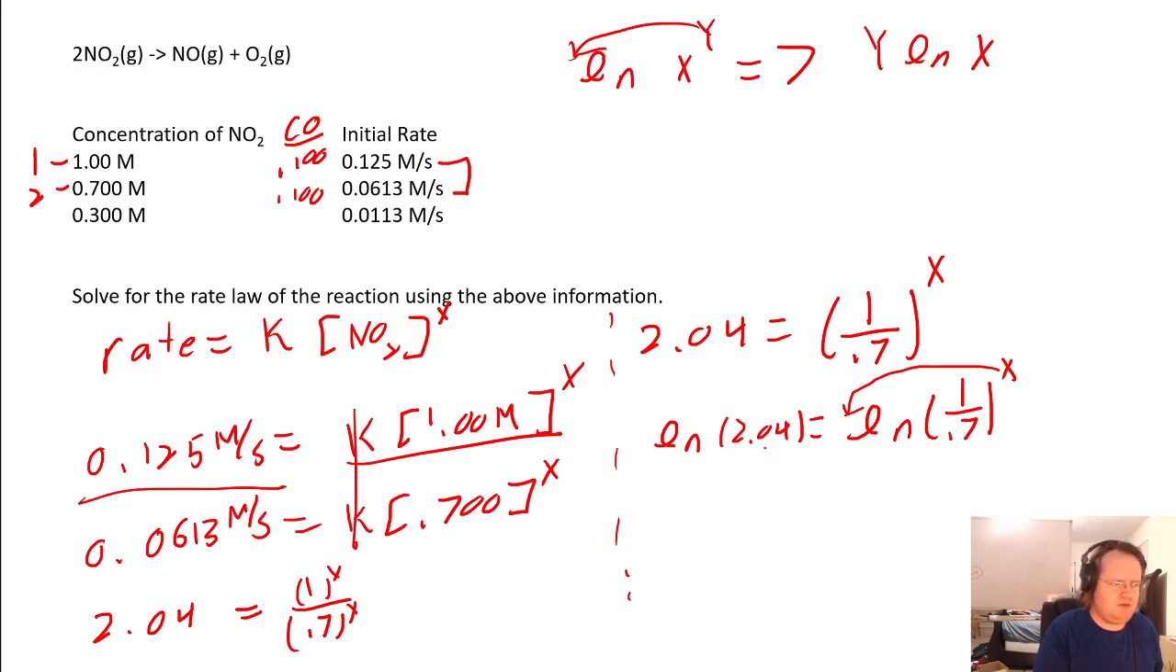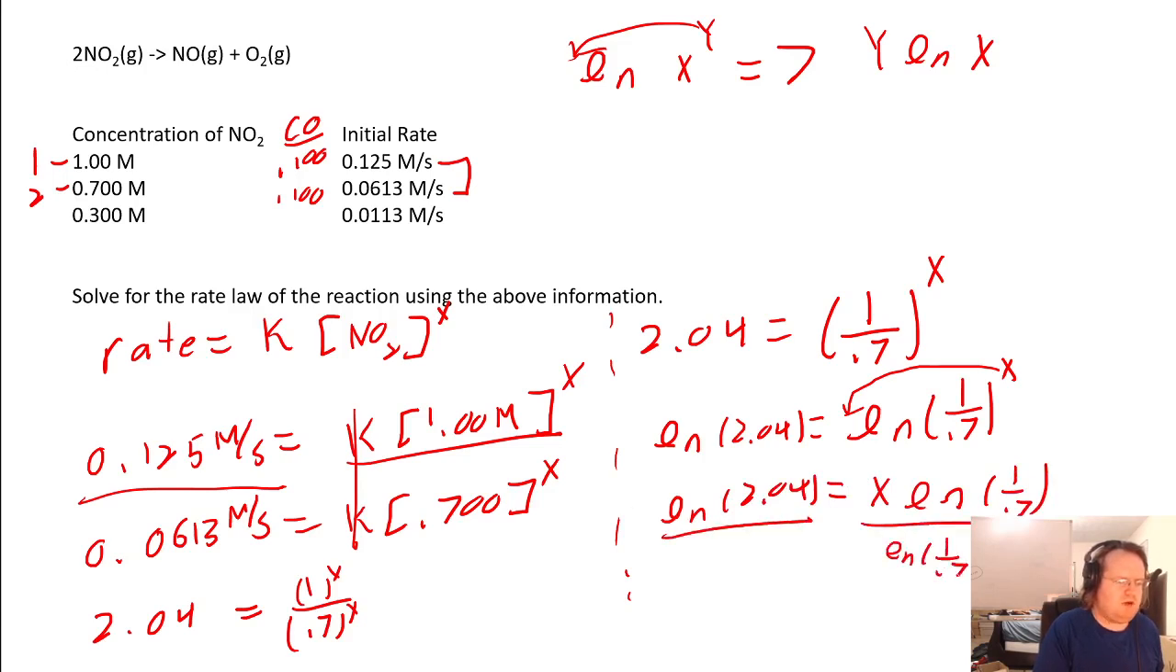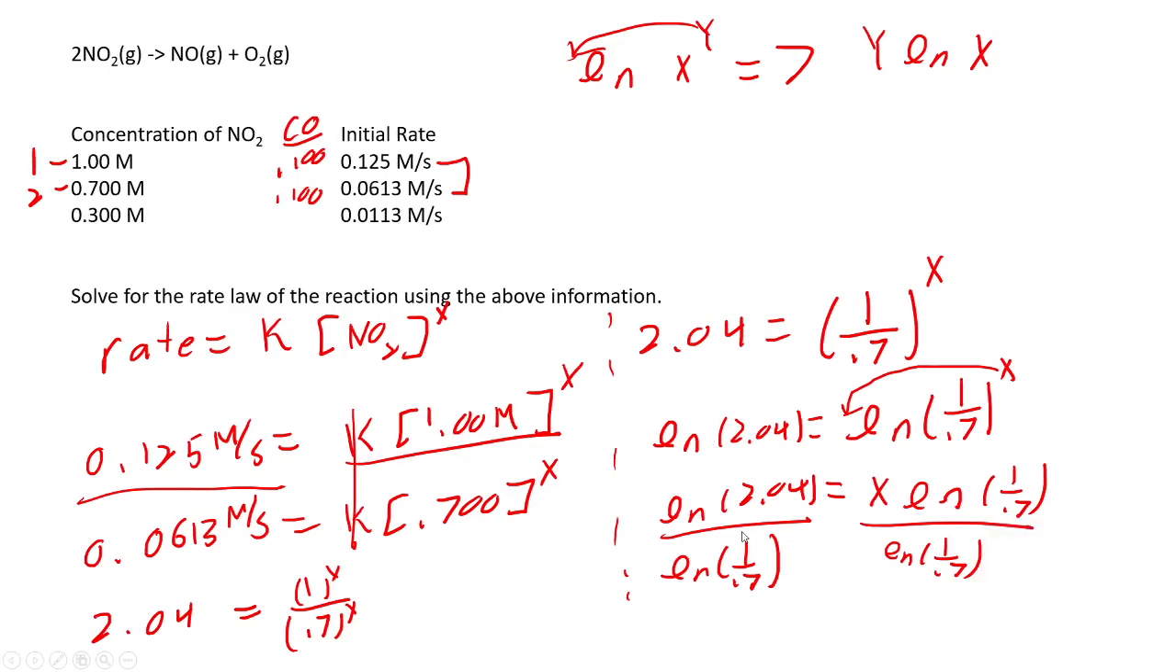That gives me ln 2.04 equals x times the natural log of 1 over 0.7. I'm now going to divide by the natural log of 1 over 0.7 on both sides. Note, if you prefer, you can go ahead and evaluate the natural log of 1 over 0.7, but I'm just keeping it in this form for now. Now that makes these cancel, and I'm left with x on the right. Now let's actually plug some numbers in and see what I get.